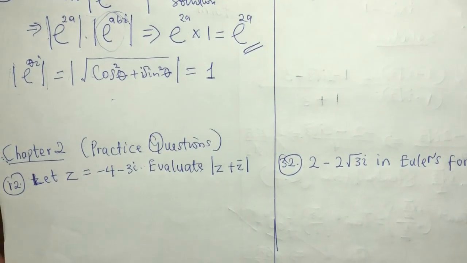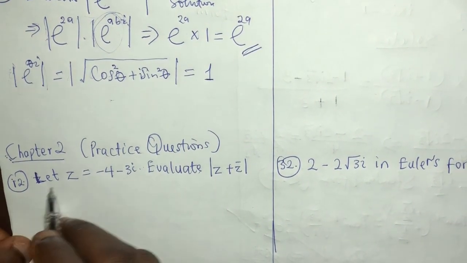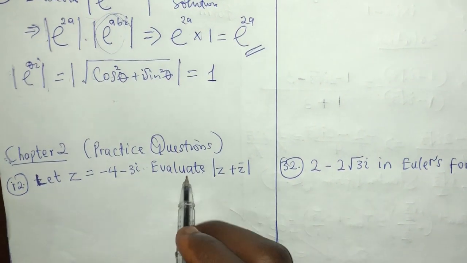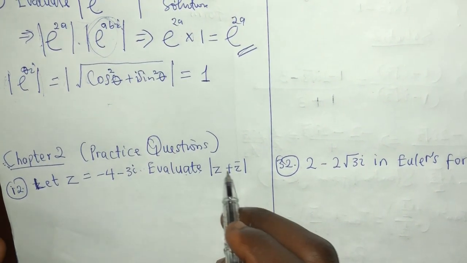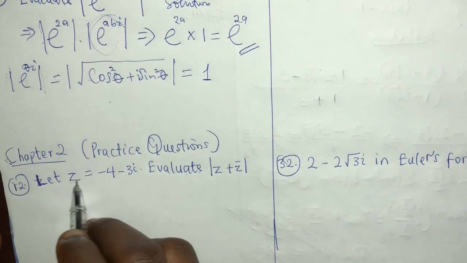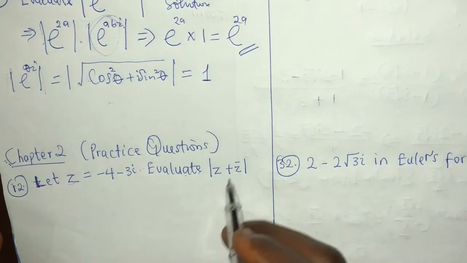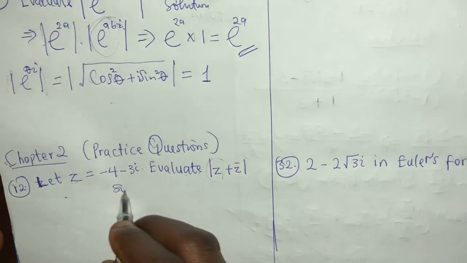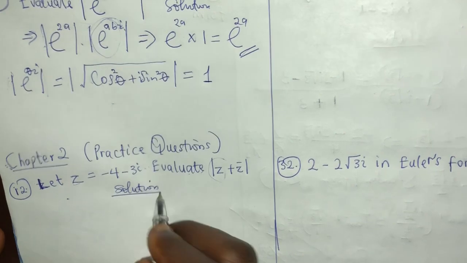Now the next question goes to us. We have a lot of questions to solve. Now they say we should do this practice question. So how are we going to do this practice question? We have to evaluate the absolute value of z plus z bar. First thing is, since they're giving you z, you're going to be substituting it into this modulus. So solution, let's do it straight up.